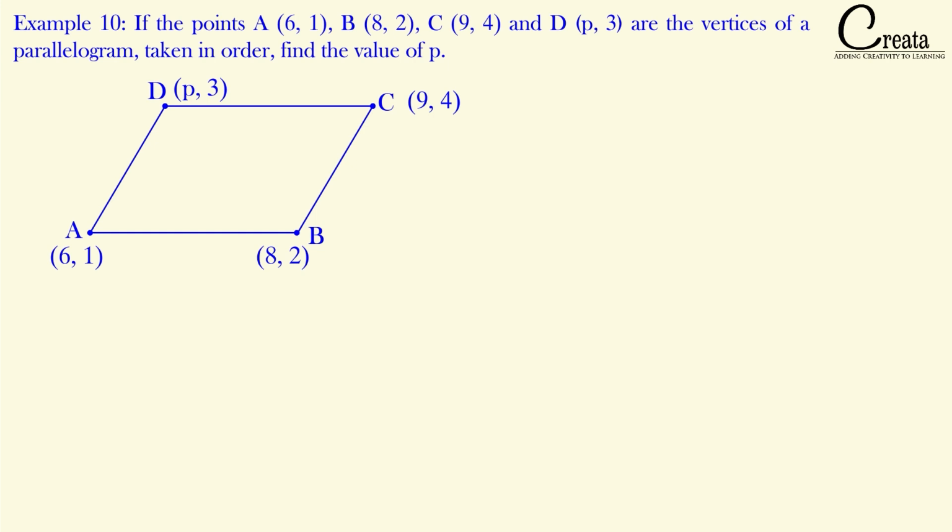The coordinate D is having the value P, which is the missing value, and we have to find the value of P. The coordinate of point D is (P, 3). All the other coordinates are given in numeric. So let's approach the question. In this question, we will use the property of the parallelogram. Basically the property of diagonals of the parallelogram.